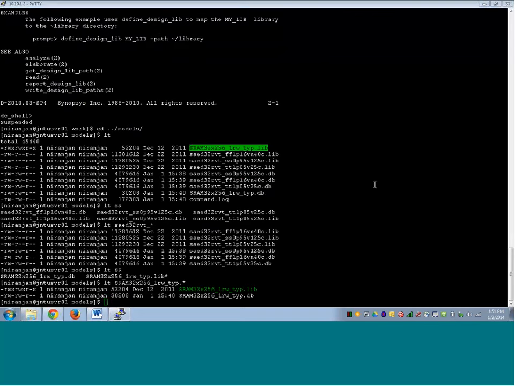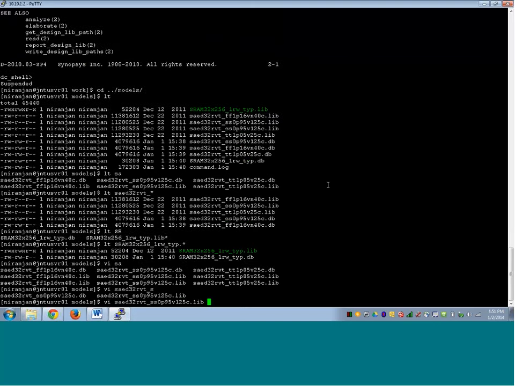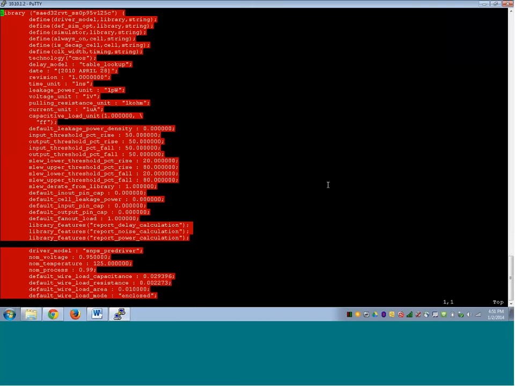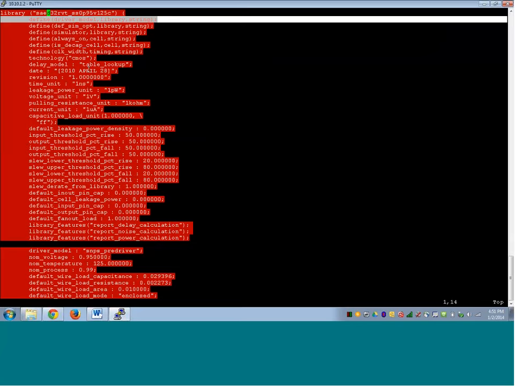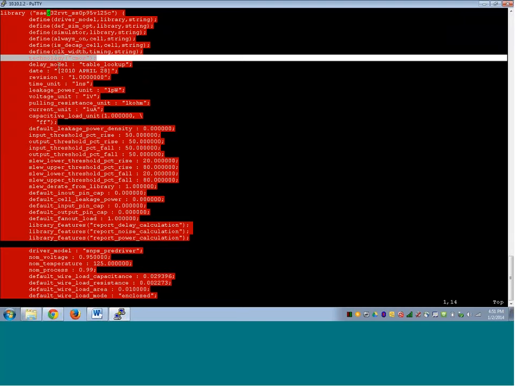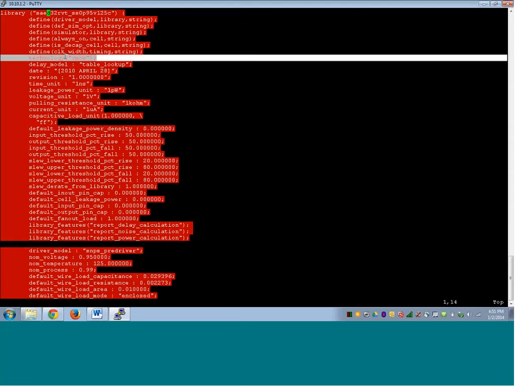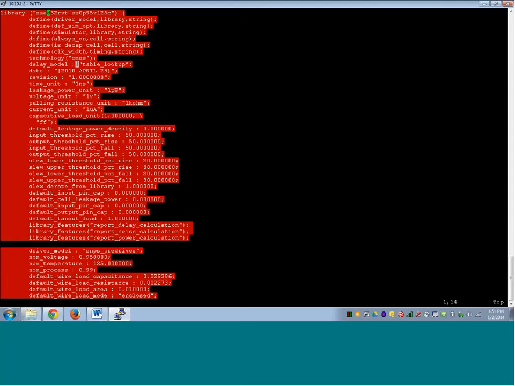Now let's see what is inside the lib. We have seen some examples in the lecture slides, but let's look at it. It will be much more intuitive now. This is the library name. The first few lines define some variables. Important here is technology CMOS and delay model table lookup. Table lookup is a non-linear delay model, so the non-linear CMOS delay model is represented by a table lookup.